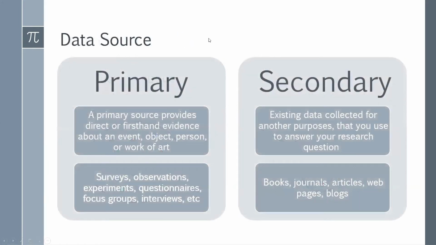As I already mentioned, we have two sources of data, right? One is the primary source, the second is the secondary source. If you're collecting the data firsthand, that is the primary source. You can do it by surveys, observation, experiments, or focus interviews.